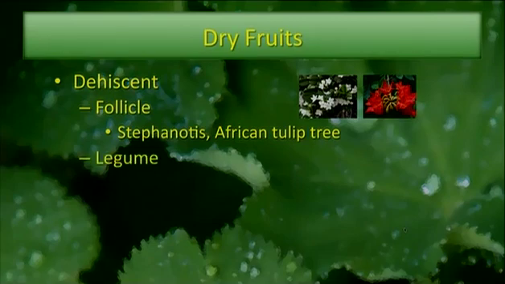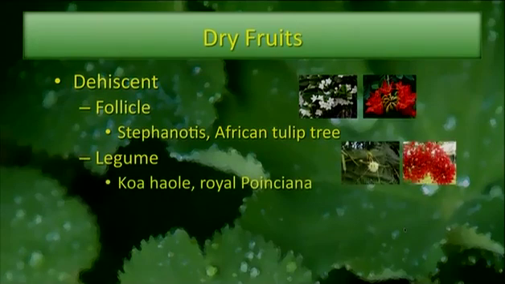Then we have the legumes. The legumes split along two seams. Some examples of legume fruits include the koa haole, which is a foreign koa, and the royal poinciana. We've seen both of these before. Or actually we saw the poinciana before, but we sort of talked about the koa haole before. They split along two seams when the fruit is ripe.